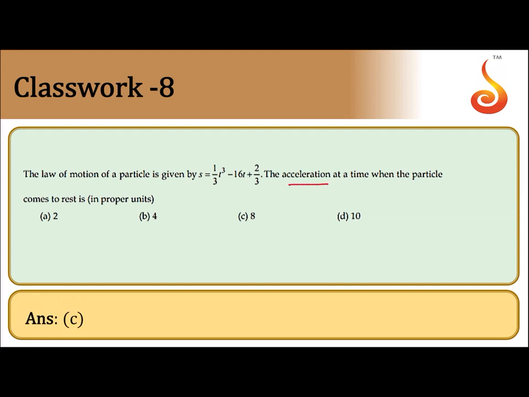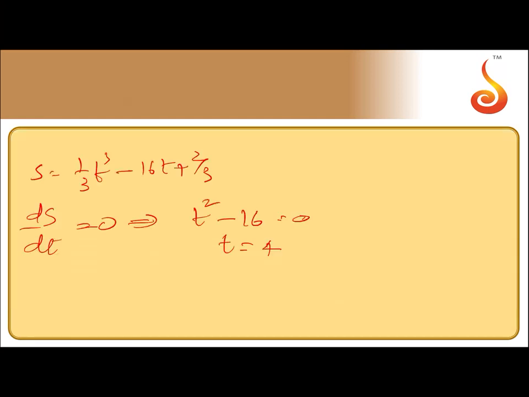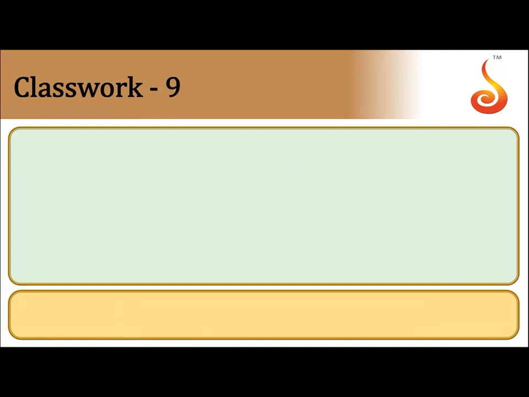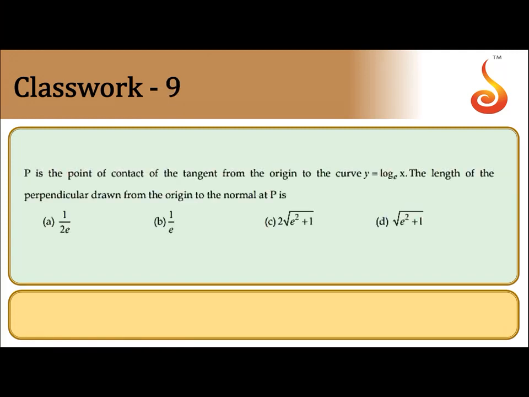Oh, sorry, you have to find the acceleration at that time. So what is the acceleration? We'll be getting d square s by dt square, and that is nothing but 2t, that's it. At the time t equal to 4, substituting it in this one, you'll be getting 2 multiplied by 4 is equal to 8. So the answer is 8 units. Okay, coming to next one.